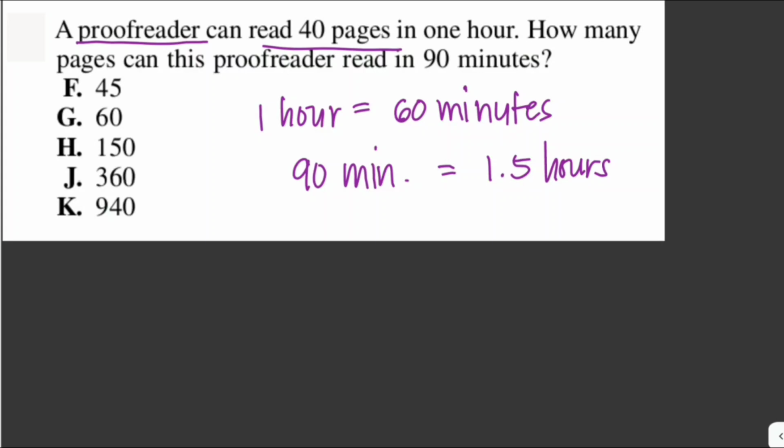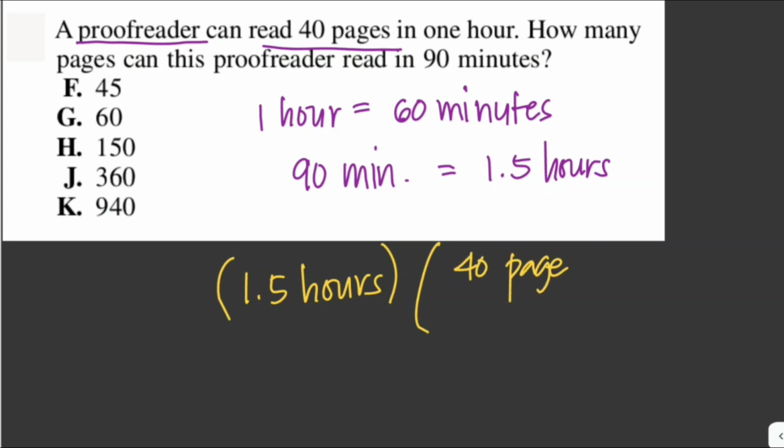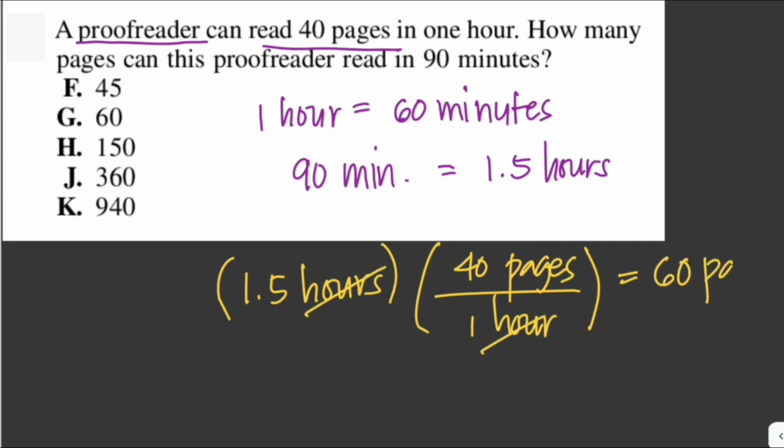Therefore, in 90 minutes or 1.5 hours, we can just multiply 1.5 hours times 40 pages per hour. Okay. So that would be 60 pages. So the answer is letter G.